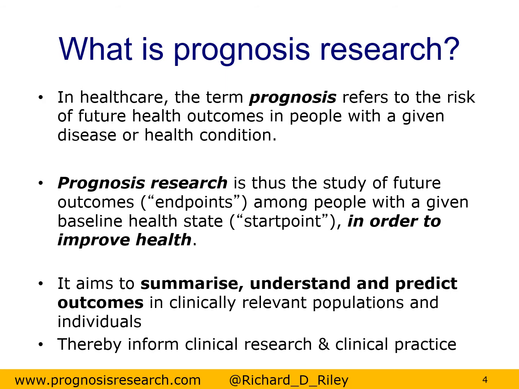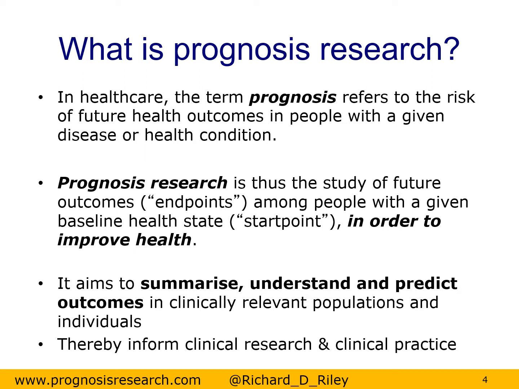So in healthcare, the term prognosis refers to the risk of future health outcomes, often adverse outcomes like death, in people with a given disease or health condition of interest. So for example, it may be in people who have just been diagnosed with cancer, or maybe in women who have just become pregnant. And we want to understand their likely outcomes and their risk often of adverse events happening, such as mortality, preeclampsia and other things like that.